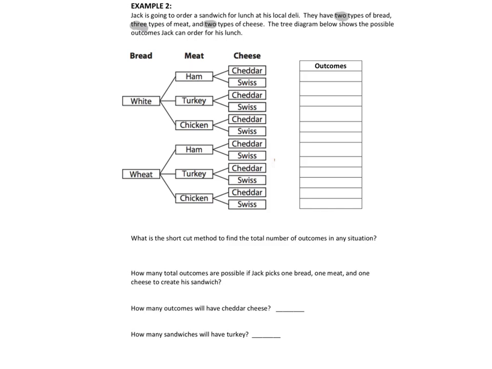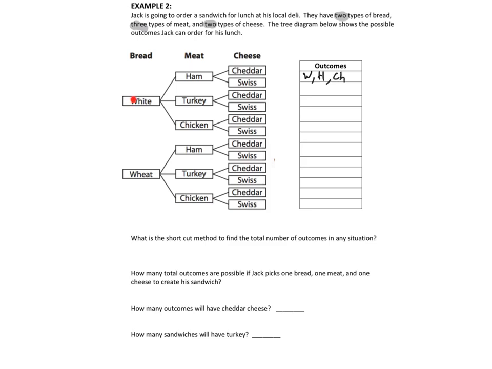So, what we need to do is figure out all the possible outcomes. Okay, so the first outcome would be white bread. Let's write this down. We write down a W for white. The next thing we go to is ham, so we're going to write an H for that. Then the next thing we go to would be cheddar. We always want to go to what we haven't used first. So I'm going to put a CH.